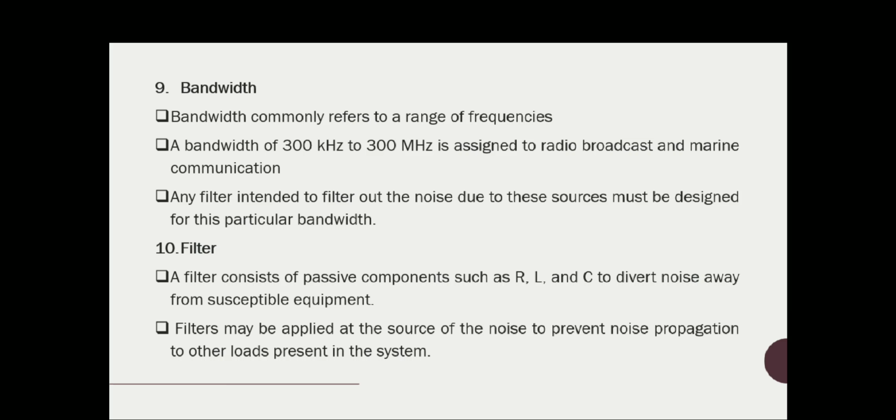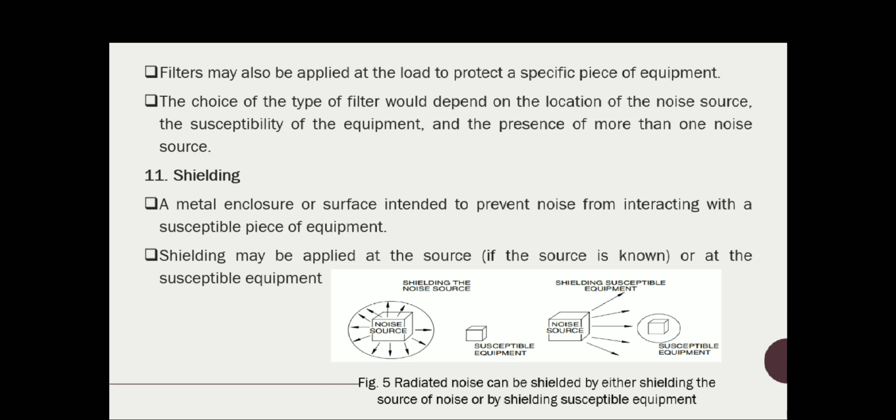Then shielding. A metal shielding or metal enclosure or a surface is intended to prevent noise from interacting with a susceptible piece of equipment. A shielding may be applied at the source or at the equipment itself. So here you can see in this figure the two modes of shielding.